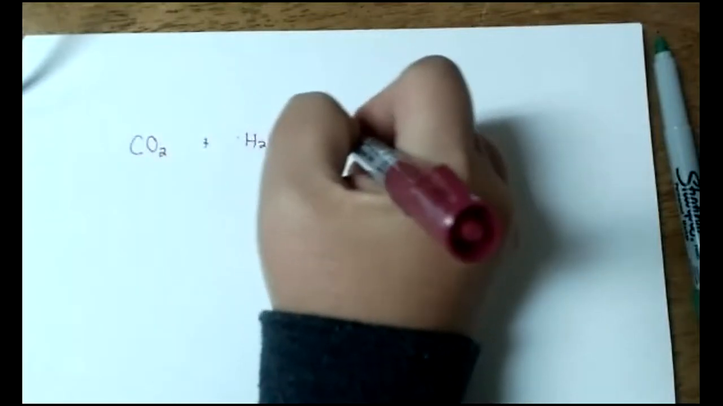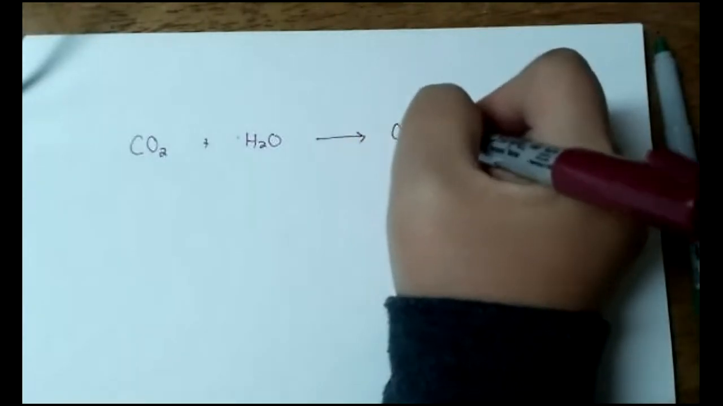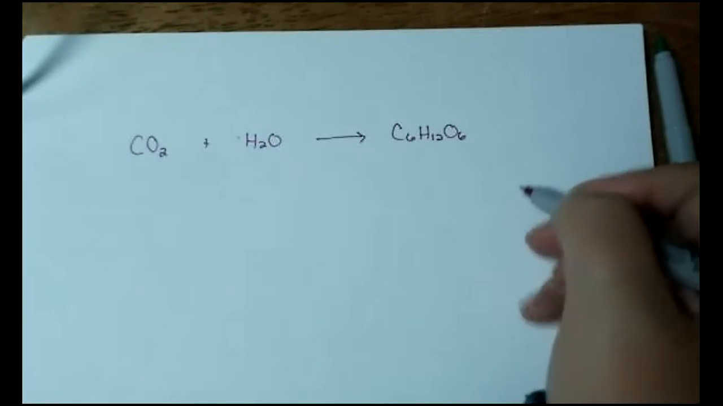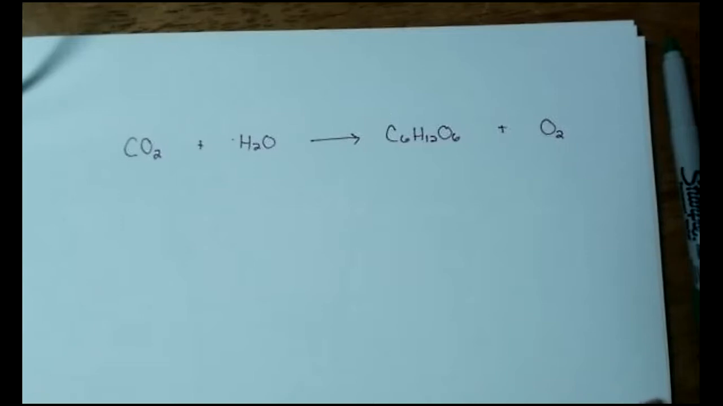So in photosynthesis, plants use energy from the sun to produce glucose, C6H12O6, and oxygen from the reaction of carbon dioxide and water. So let's go way back into biology, and we know that CO2 added to H2O in the presence of light gives us glucose, C6H12O6, and releases oxygen as a byproduct, luckily.